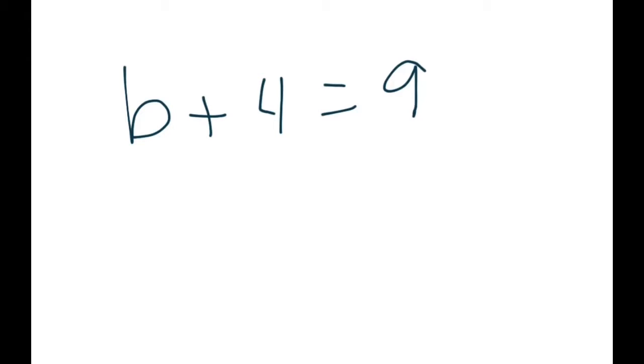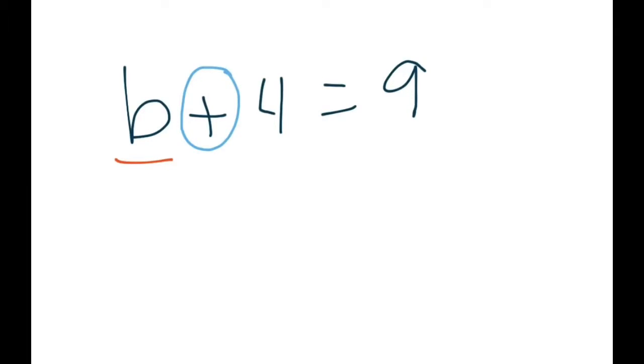So we're going to start with b plus 4 equals 9. In this equation, b is the variable. So we need to get the variable by itself. What we'd like to do is get the b by itself on one side. In order to do that, as you can see, we're using addition here. So we need to use the operation that is opposite or inverse of addition. The operation that is opposite of this would be subtraction.